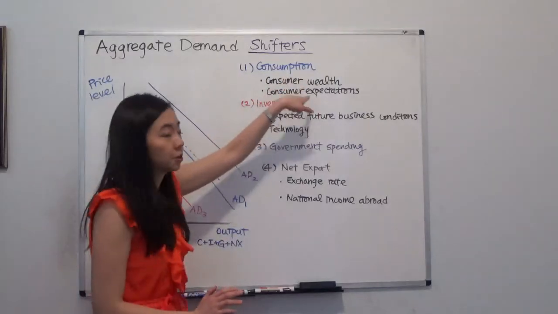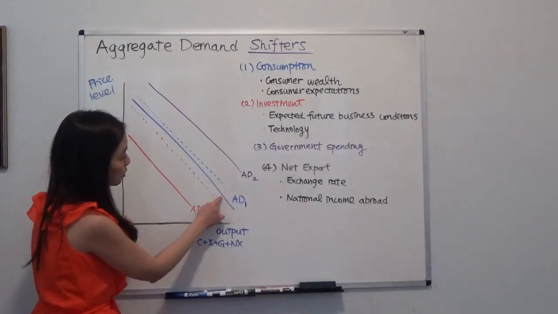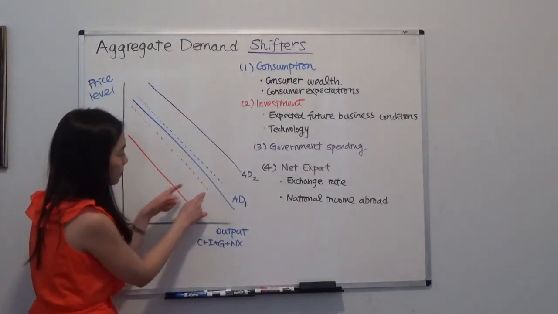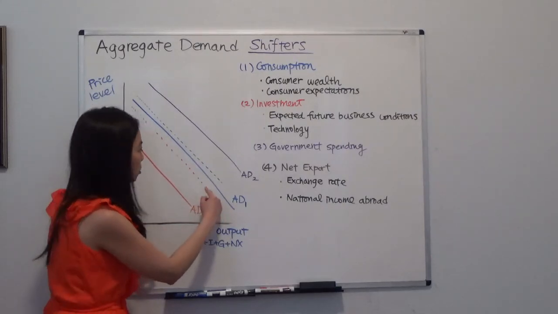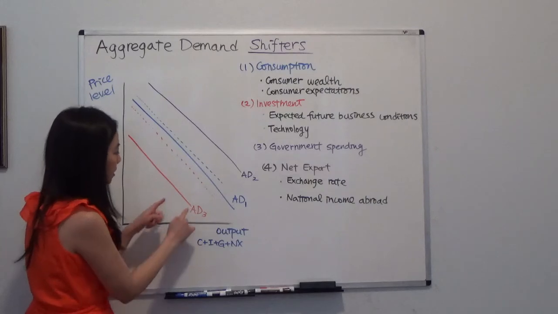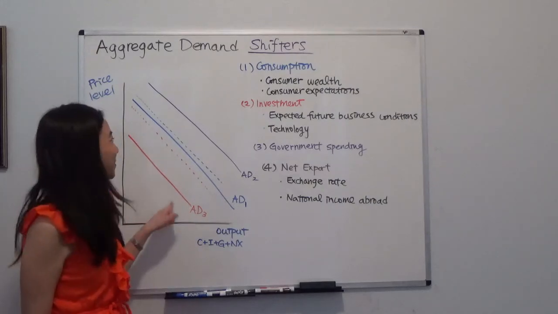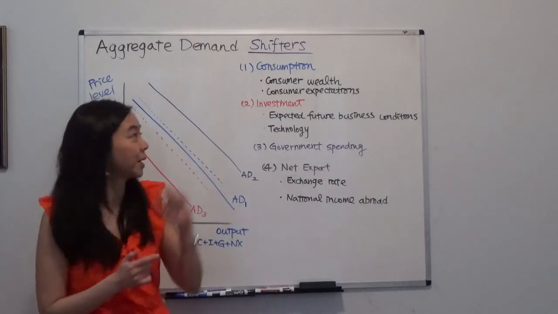So if consumption goes down because of COVID-19, initially we're going to move to the red dashed line. And because of the multiplier effect, it's going to move all the way to the left to AD3. So this is our aggregate demand shifters.